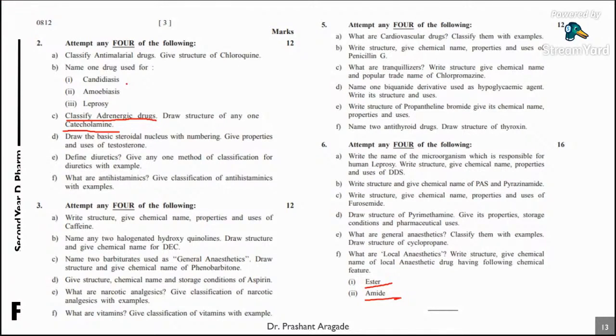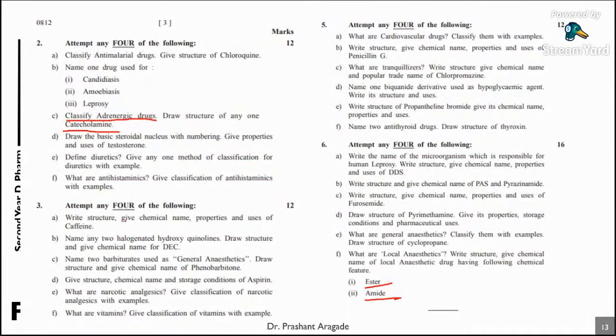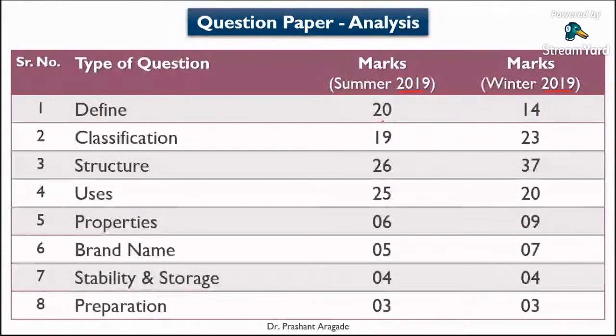So if you read the question paper like that, then you have to find out the different types of questions asked in summer 2019 and winter 2019. See here, the definition type of questions are for 20 marks in summer 2019, and for winter it is for 14 marks. This means I have done the analysis of each and every question in the paper and then done the additions, and the summary table is in front of you.